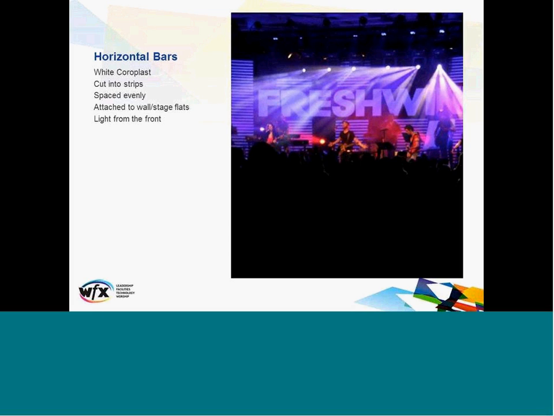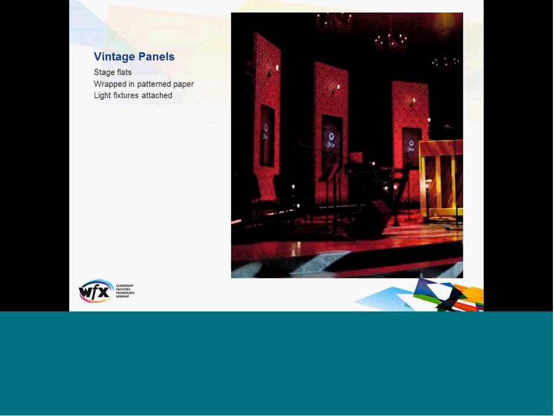Horizontal bars. Another use of that material, coroplast, the corrugated plastic. Use white coroplast, cut it in strips, and then lay it out on the wall. You attach it to a stage flat. Then you can do the front like a really cool linear horizontal stage design. You can do it vertically, diagonally. It's all about your use of the materials, so just get creative with it. It's a really inexpensive option and has a really big impact.